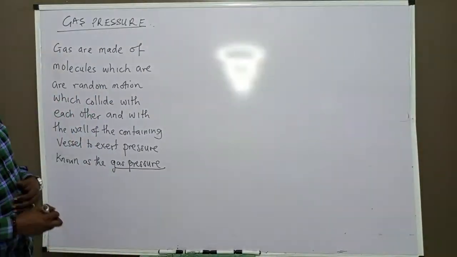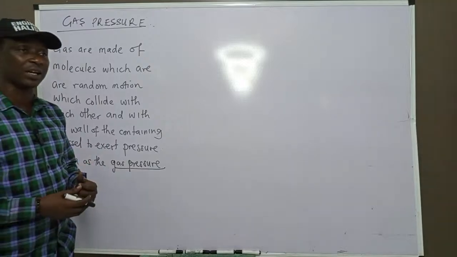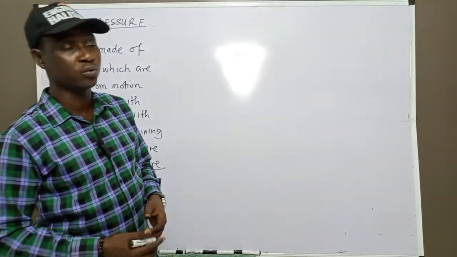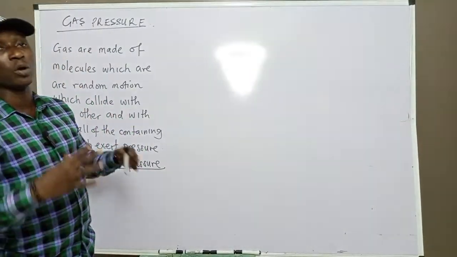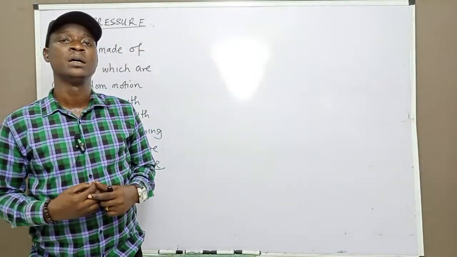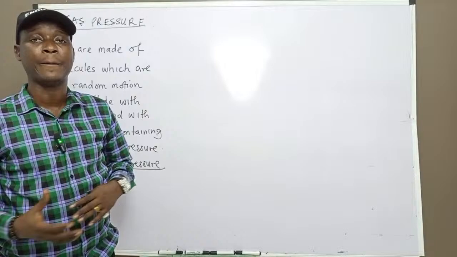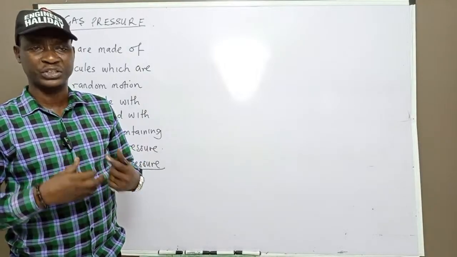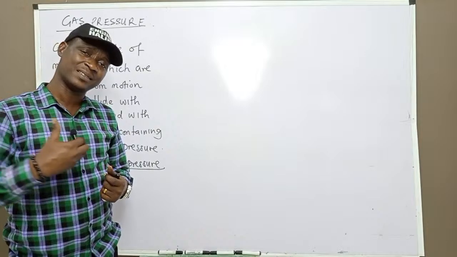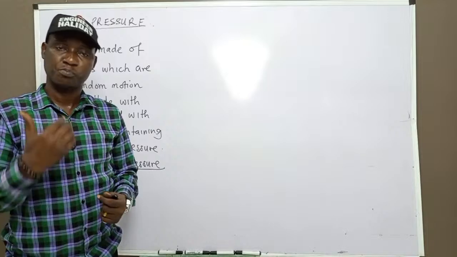Now let's discuss this topic in the next 30 minutes. Gas pressure. Gases generally are made up of what? Molecules. And these molecules are in random motion. When they are in random motion, what happens? They collide with each other and with the walls of the containing vessel, that means the wall of the container. When they collide with the wall of the container, they exert pressure. That pressure that is exerted is what we call gas pressure.